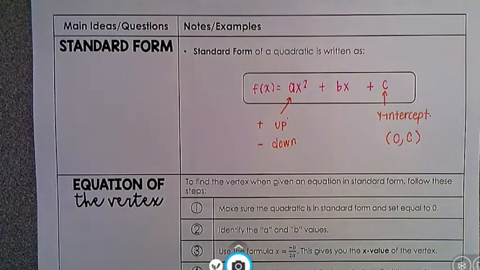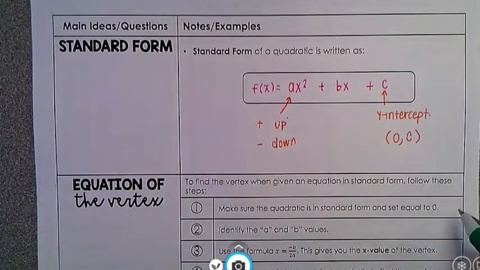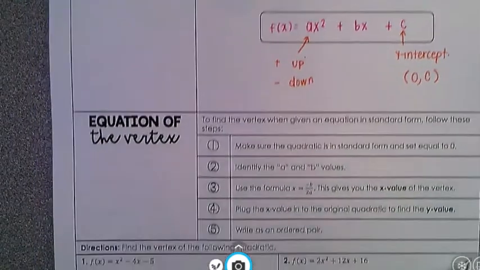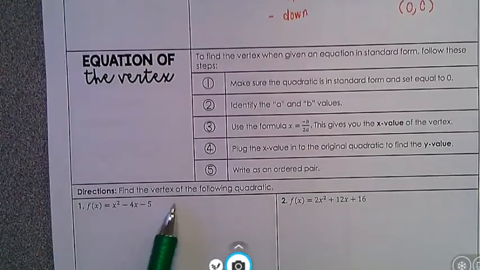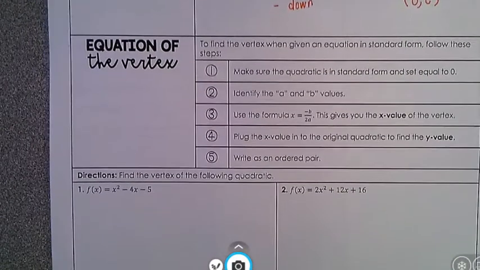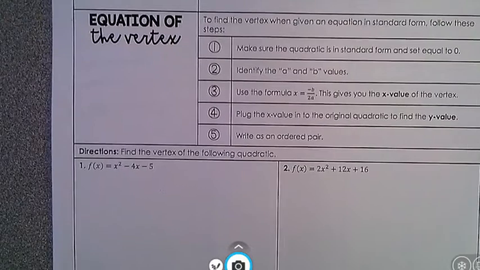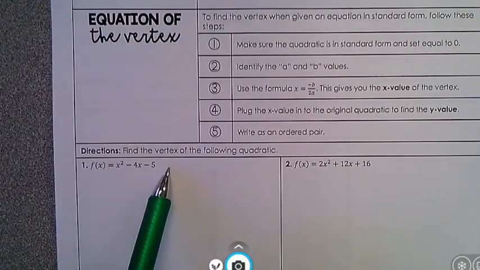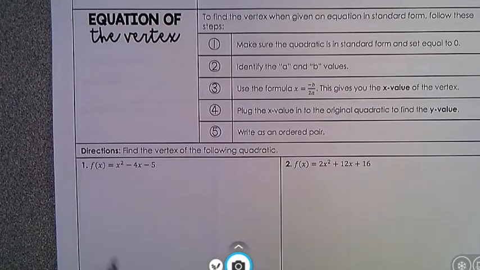So to find the vertex in standard form is a little bit harder because there's a formula involved. So first of all, it has to have everything on the same side of the equal sign. Sometimes it'll just say f of x equals, or sometimes it'll say equals 0. But if there's ever anything on the other side of the equal sign, you have to move it. So this looks good, everything's together. It doesn't say equals 4 or something.